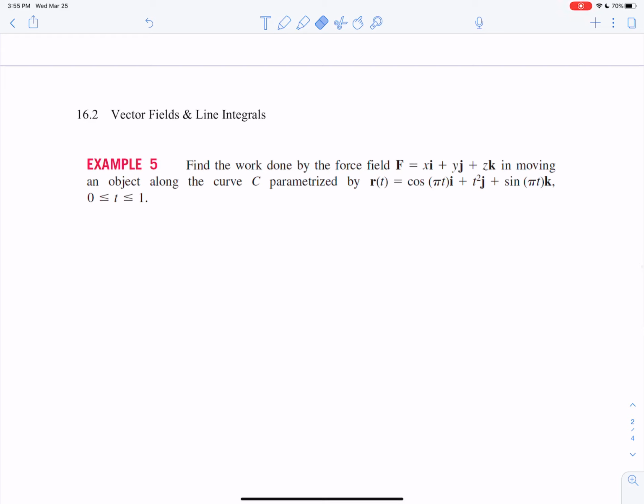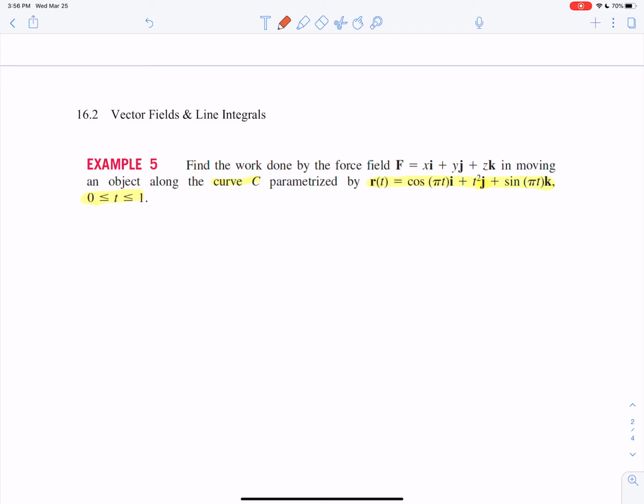Example number 5. Let's try this one. So find the work done by another force field. So we're going to be finding work through a force in moving an object. Right, so you're moving an object along this curve, parameterized by t, so it's already been given to you. So we already have the curve in terms of t, plus a little bit more, and the bounds are given to you. So everything's kind of set up. Now we just need to find all the components.